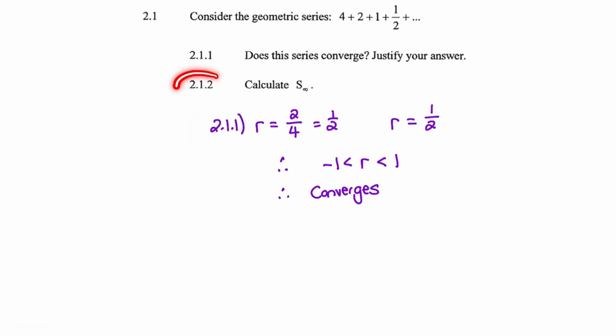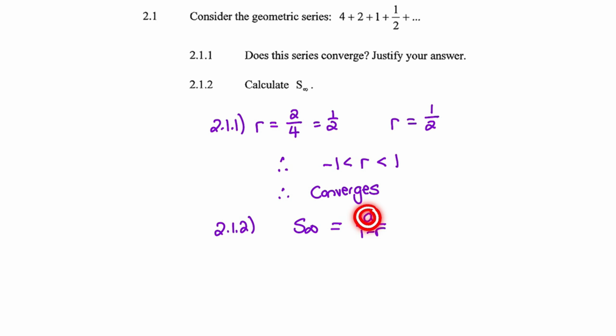The second question says, calculate the sum to infinity. In order for us to have the sum to infinity, the series actually needs to converge. That is one of the prerequisites of the sum to infinity. But to answer the second question, we say the sum to infinity is equal to a over 1 minus r. And you can find this formula on your formula sheet.